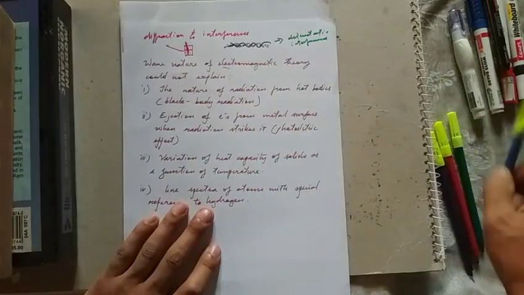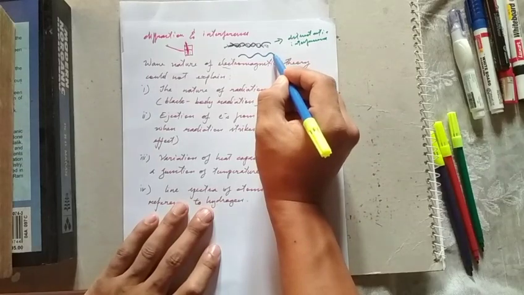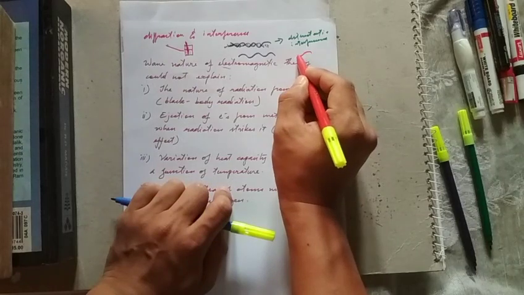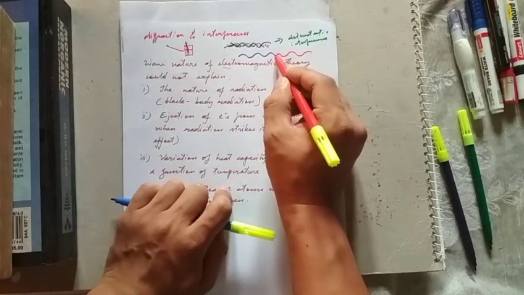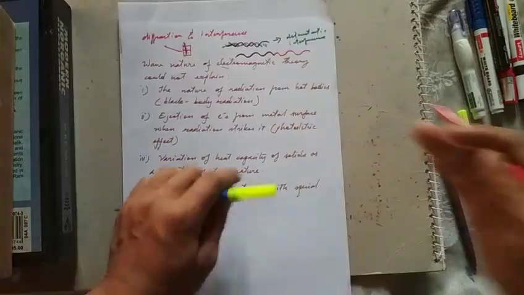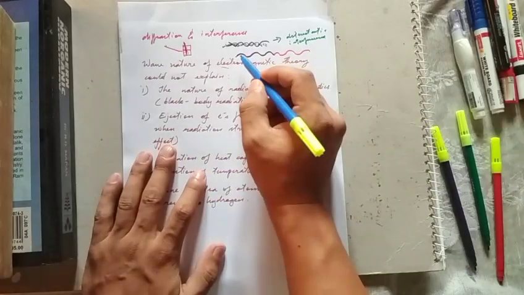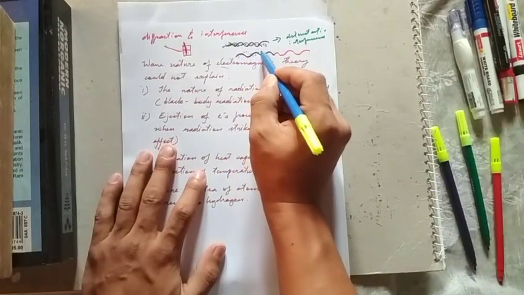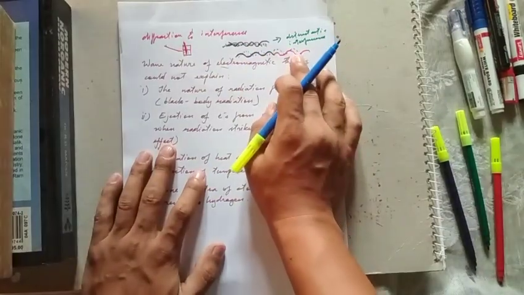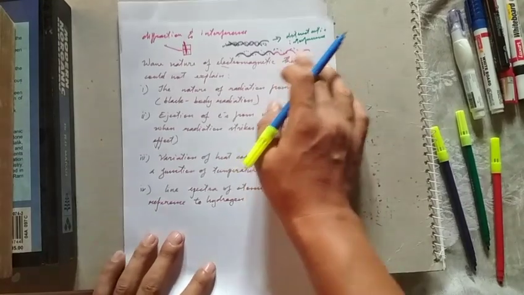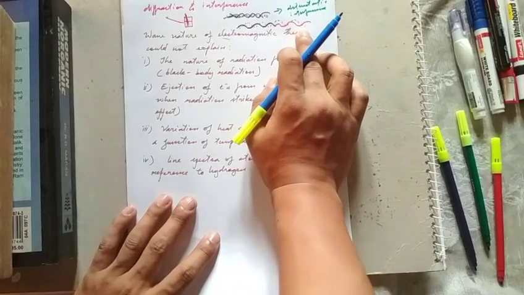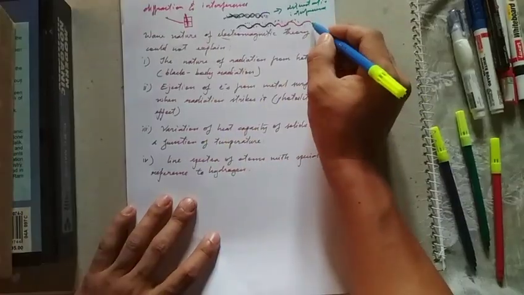Let us take another example. Another wave comes and meets, and let us suppose they overlap. Since they overlap, it will give rise to a wave of higher amplitude, and we call it constructive interference.